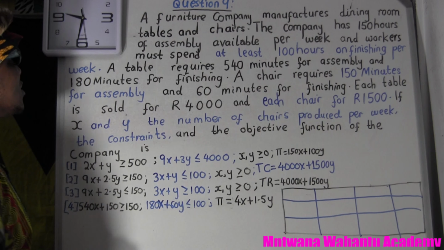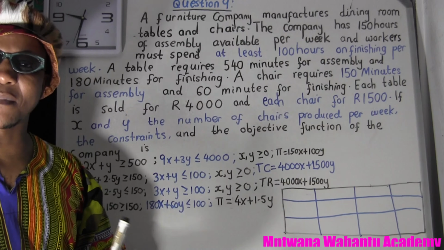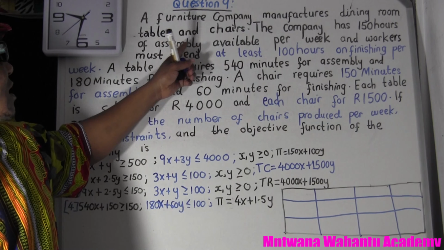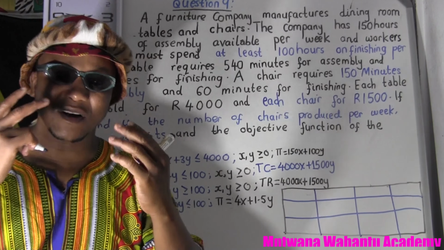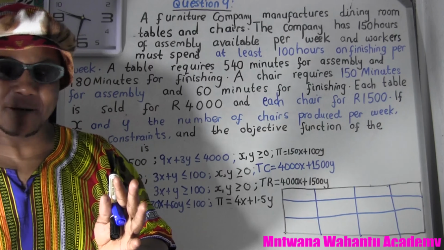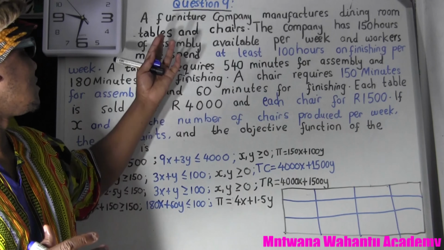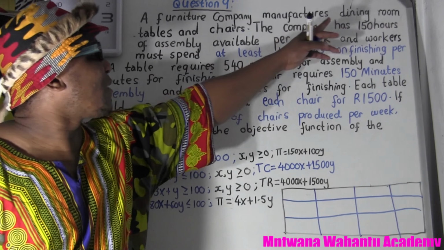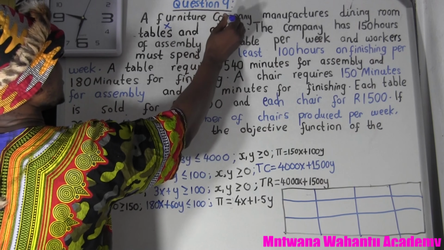Now let's get started. They say a furniture company manufactures dining room tables and chairs. So the trick is, whenever they mention those two things, those are going to be your X and Y. A manufacturing company manufactures dining room tables and chairs. So the table is going to be X and the chair is going to be Y.